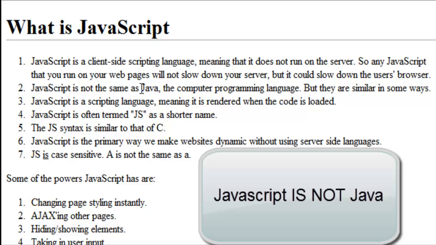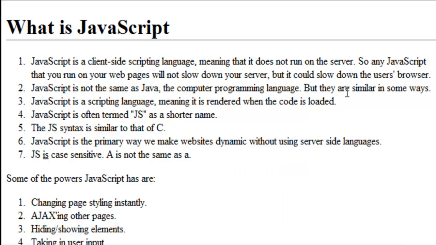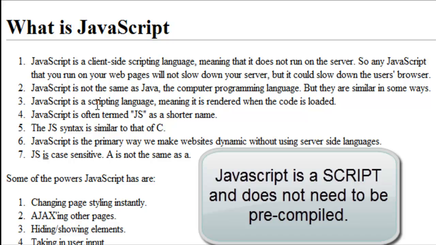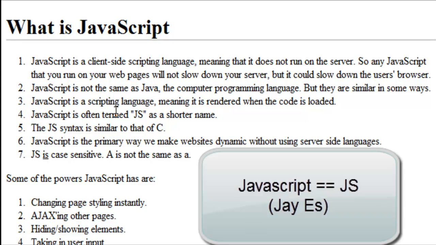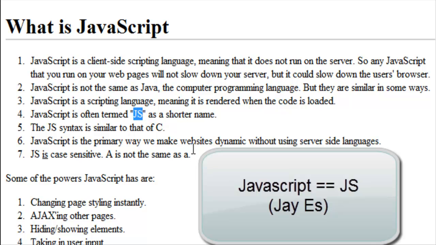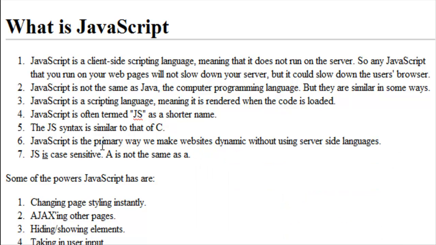JavaScript is not the same as Java, the computer programming language, but they are similar in many ways. But just because you know JavaScript doesn't mean you can just hop on into Java or vice versa. JavaScript is a scripting language, meaning it is rendered when the code is loaded, and as a shorthand name, JavaScript is often termed JS for JavaScript. The JS syntax is similar to that of the C programming language.